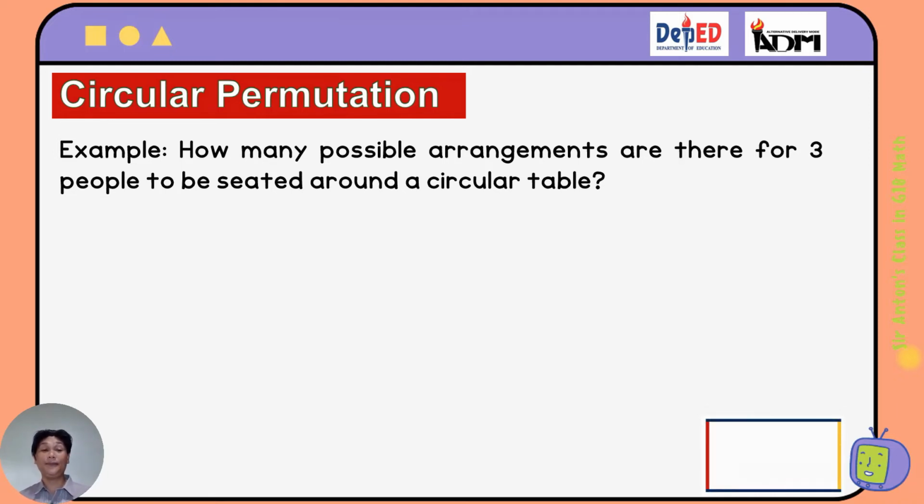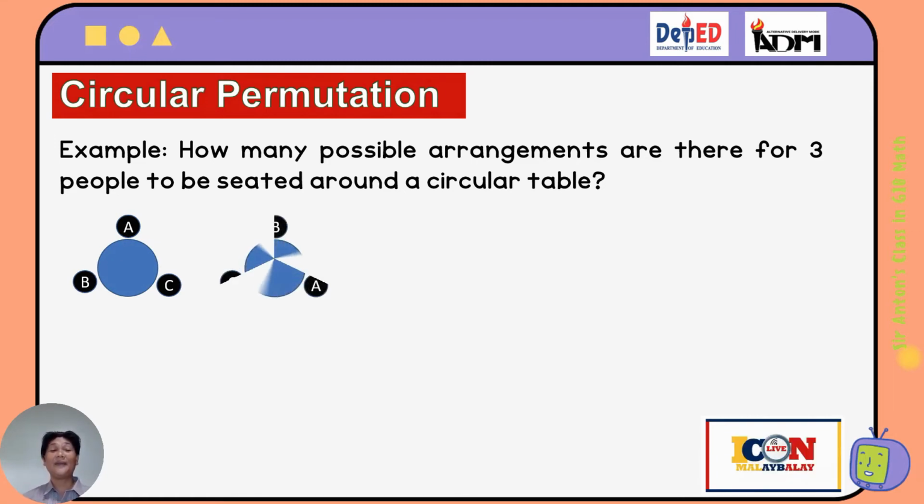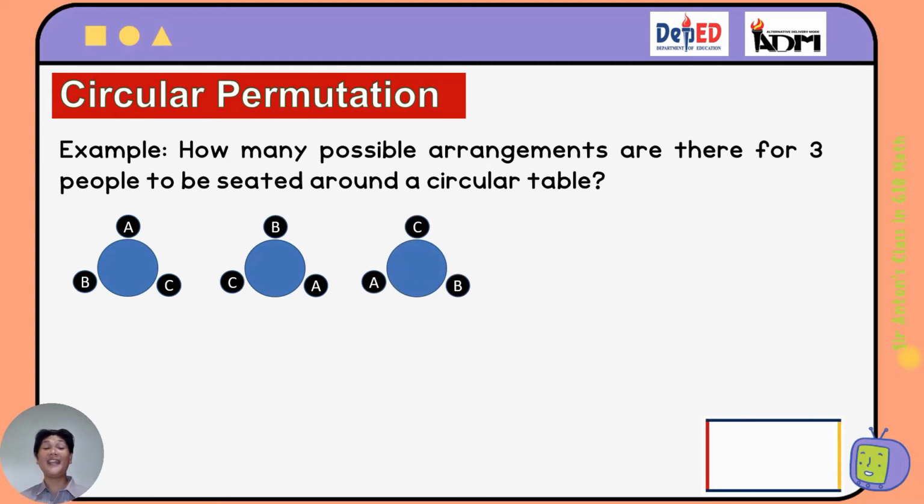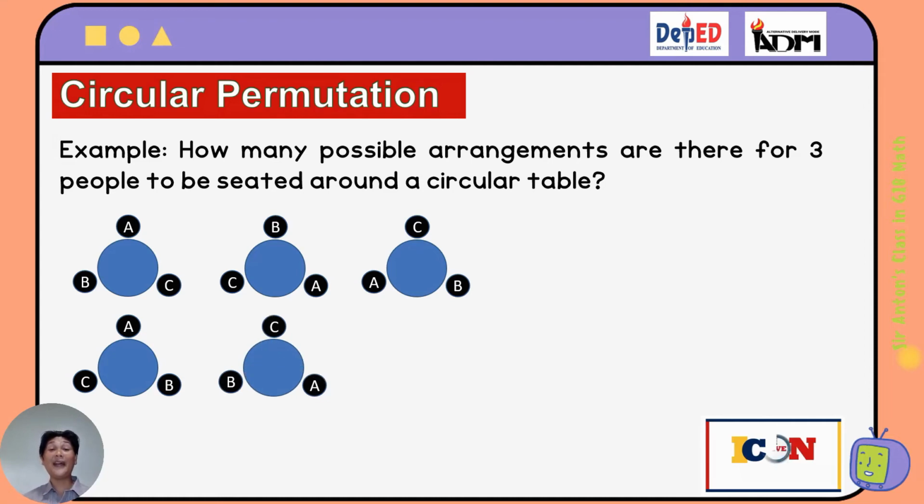It's the next lesson. How many possible arrangements are there for 3 people to be seated around a circular table? We have this example before. First arrangement: A on top, B on the left, and C on the right. Second arrangement: B on top, A on the right, C on the left. Next: C on top, B on the right, A on the left. Another: A on top, B on the right, C on the left. Another: C on top, A on the right, B on the left. And another: B on top, C on the right, and A on the left.